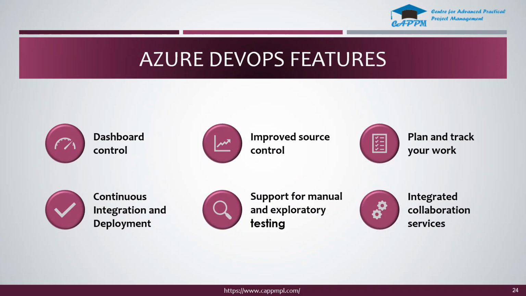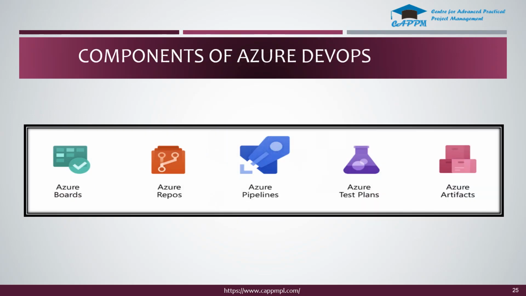The major features of Azure DevOps are the dashboard control and the source control, and plan and track your work. So at various levels, epic level, feature level, you can do all of these. You can also use the integrated collaboration services, and you also get support for manual exploratory testing services.